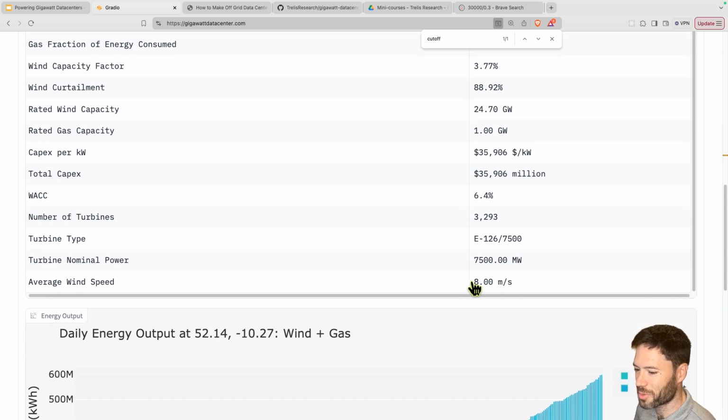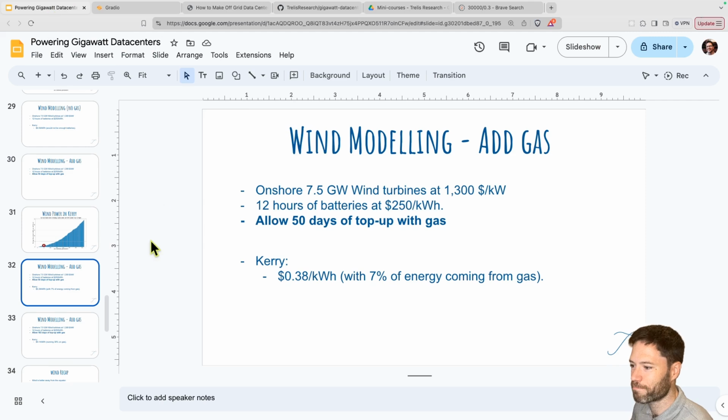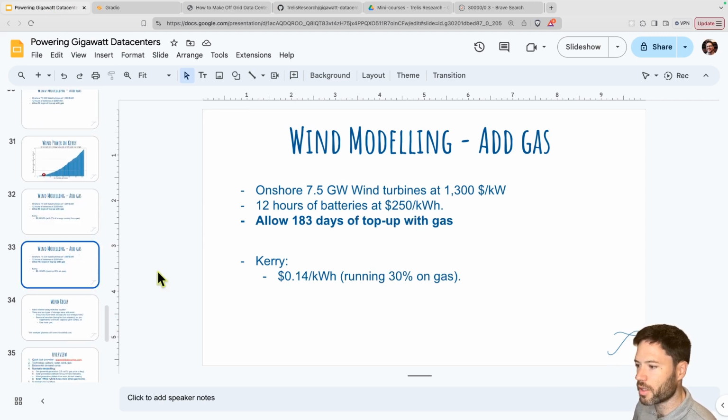Just so you can see, the wind is pretty good in Kerry. It's about 8 meters per second. That's the average across the year. It's about 4, I think, in Dublin. So very significantly better. And Dublin is maybe a little higher than 4, but Dublin is not even that bad. Not good if you're from the standpoint of not liking windy days. And so that brings us to the gas addition.